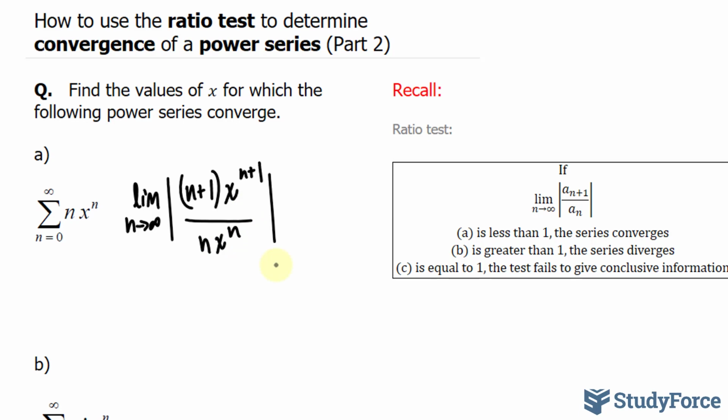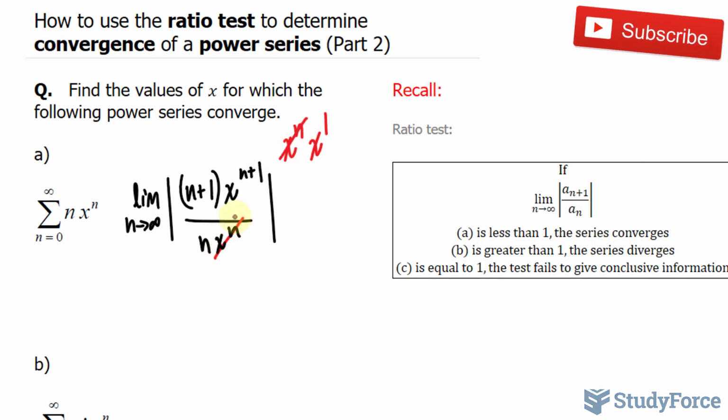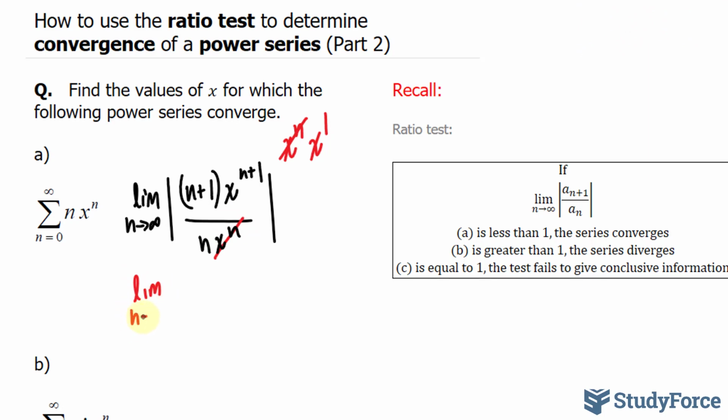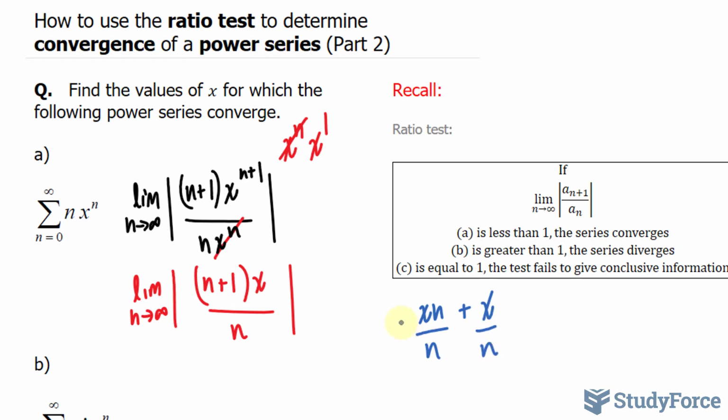Let's go ahead and figure this out. x to the power of n plus 1 can be written as x to the power of n times x to the power of 1. If we write it out this way, x to the power of n and this x to the power of n cancel out. So we're left with the limit as n approaches infinity of the absolute value of n plus 1, this part, times x, all over n. Next, if we multiply this x into these two terms, we'll end up with xn plus x, and both of these have the denominator of n.